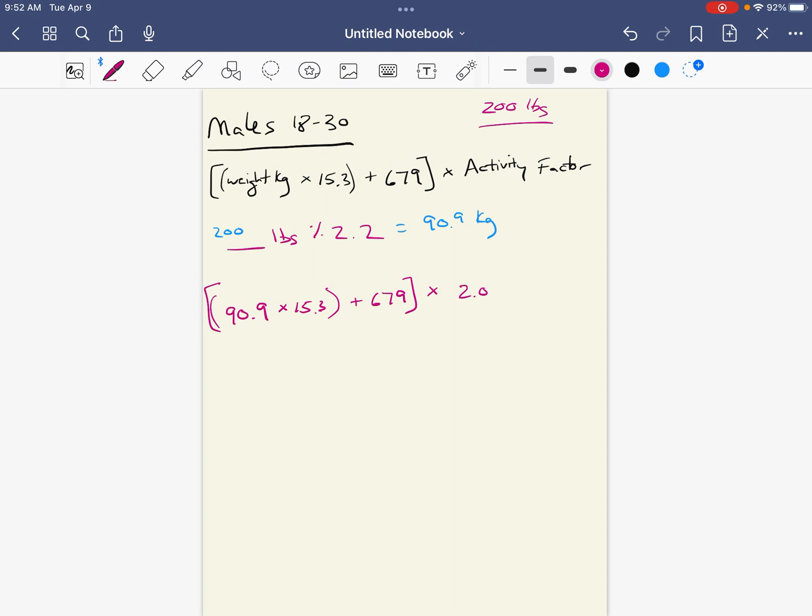Now we can start to do the things in parentheses. So what's in parentheses first, going left to right? 90.9 times 15.3. I just did that math, and I get 1,390.77. You see how I'm writing my answer directly underneath it? And then I just finish writing the rest. I don't need to do anything else yet.